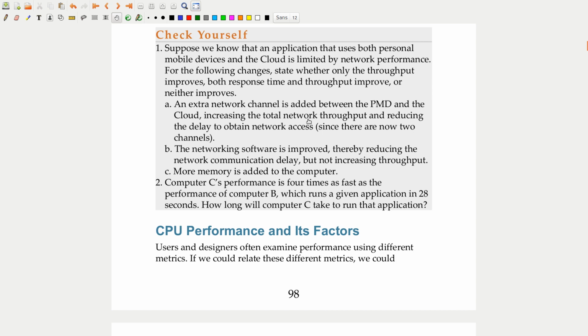So if we say that network is our bottleneck and we improve something that improves the latency on the mobile device, the PMD, personal mobile device, that means we're not going to be improving our throughput or latency because our bottleneck isn't at the mobile device. Our bottleneck is still at the network.